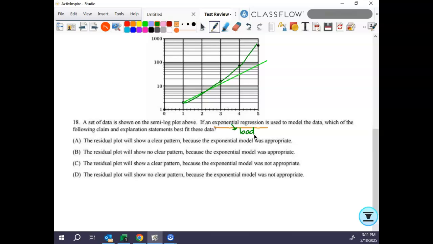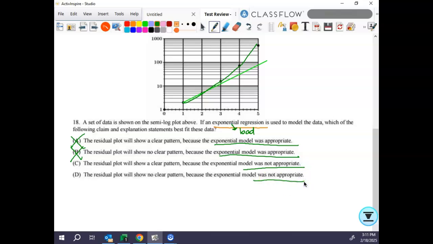So just knowing that much, let's see what we say. The residual plot will show, so it talks about residual plots. We'll get there in just a second. But then it says exponential model was appropriate. We just said no, so I don't like A. Exponential model was appropriate. No. Exponential was not. Okay, so now I've narrowed it down. I got a 50-50 shot.